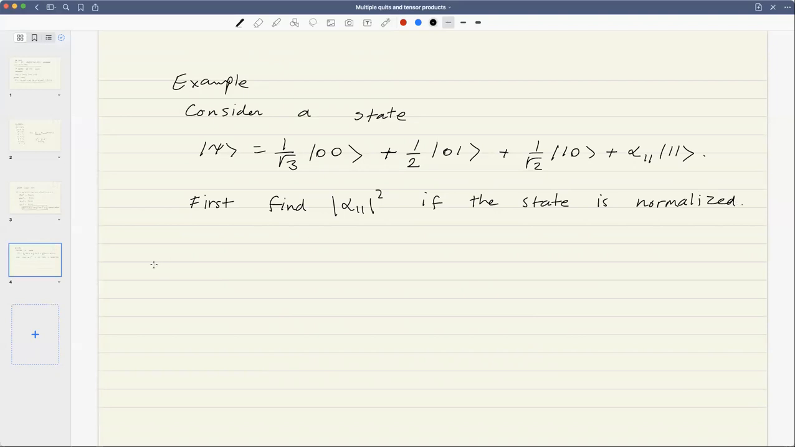All right, so I'm going to use my normalization condition. So the sum of the squares of all of these must be equal to 1. So 1 over square root 3 squared is 1/3. 1/2 squared is 1 over 4. 1 over square root 5, let's make that square root 5, squared is 1/5, plus absolute value alpha 1, 1 squared.